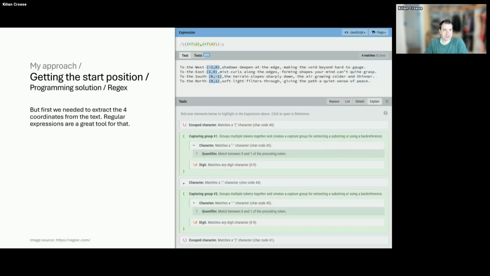But before we actually do the math, we had to extract the 4 positions. And there I was familiar with regular expressions, and I think regular expressions are a great tool. They are quite technical, but if you know how they work, they are very powerful to recognize certain patterns in text or extract certain information that follows a pattern from a text. So that's what we've done here. I've included a screenshot that also provides an explanation.